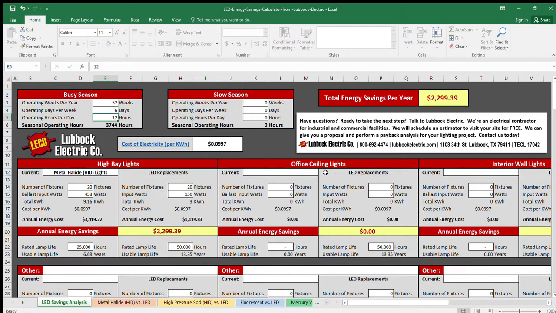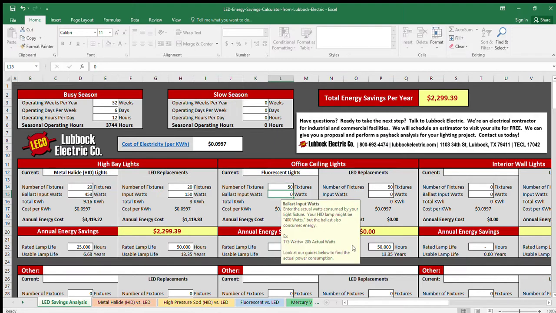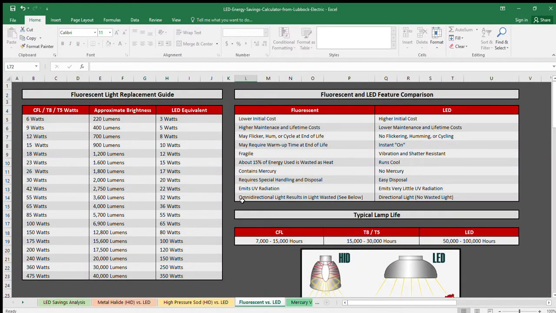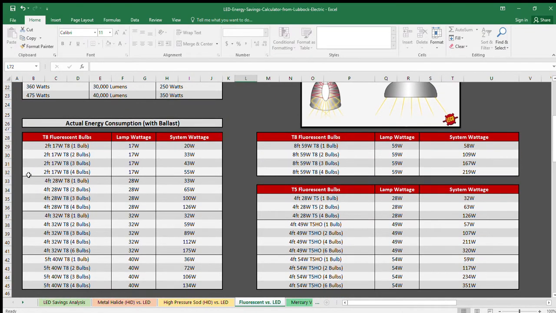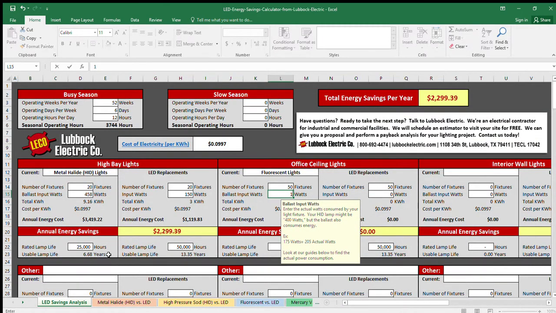Okay, let's replace those office lights too. Around here, we're getting rid of our fluorescents. Let's say we need to replace 50 fixtures. There are different types of setups, so we're going to find the one in our office, and we have 4-foot T8 bulbs that are 28 watts each. And we see that this system is going to consume 126 watts, so we'll enter that number over here.